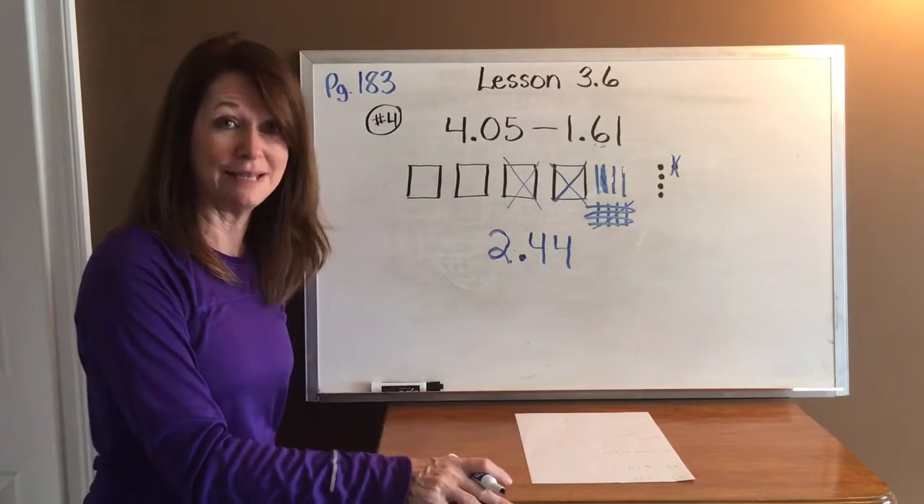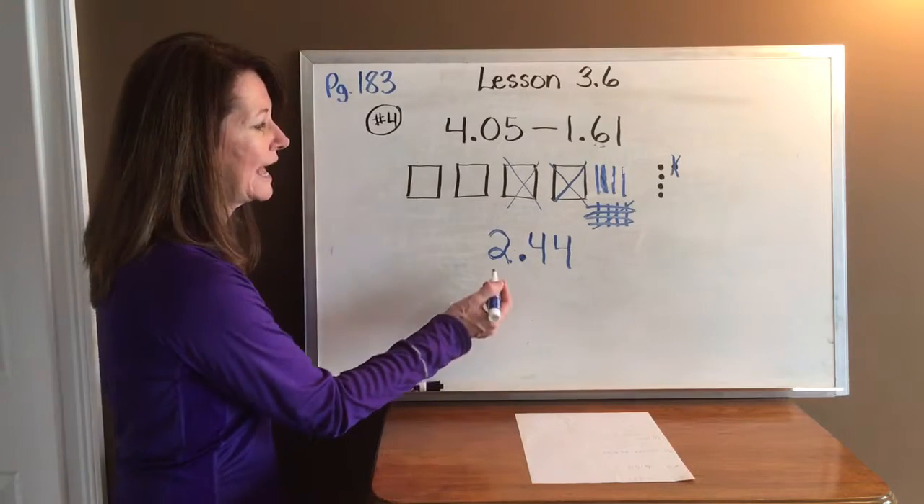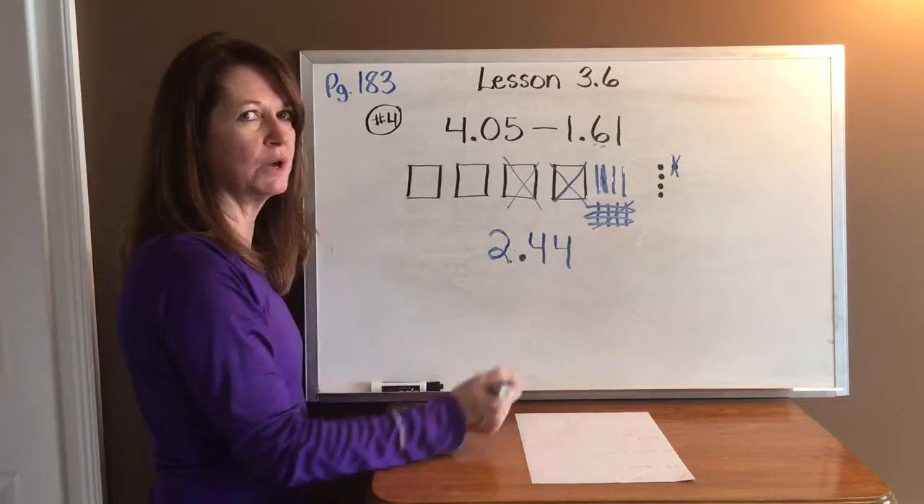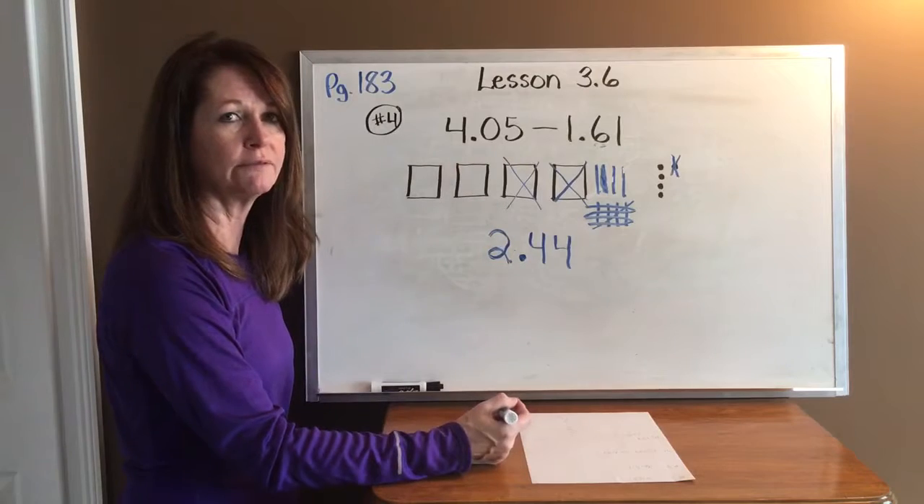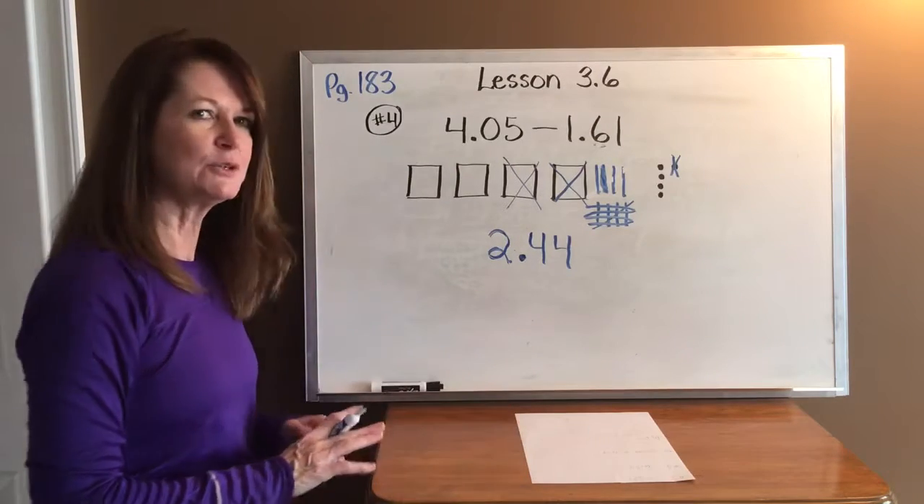If you don't believe me, do you remember how to check your work? Yeah, you want to check it? You can add 2 and 44 hundredths, add 1 and 61 hundredths to that, and you should get 4 and 5 hundredths. It's true. All right, let's do another one.